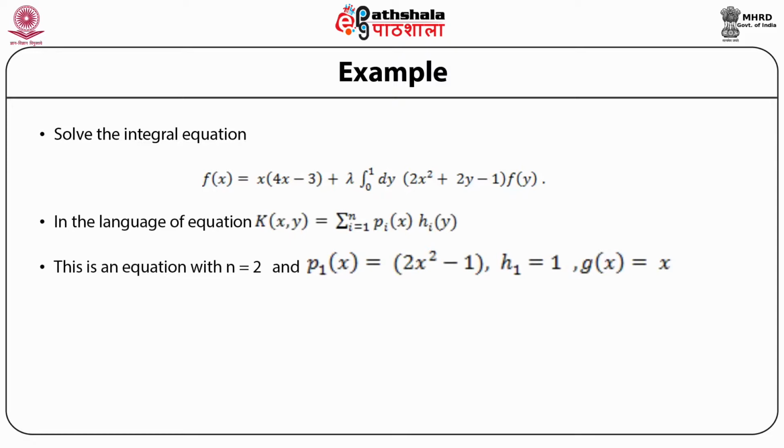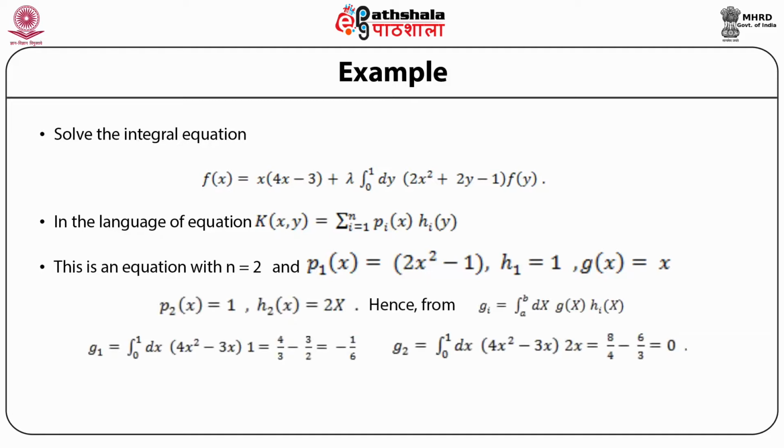In the language of the equation, the kernel K(x,y) can be written as a sum over i equal to 1 to n of p_i(x) h_i(y). So this is an equation with n equal to 2, and p1(x) is equal to 2x square minus 1, h1 is equal to 1, g(x) is equal to x. Thus, p2(x) is equal to 1, h2(x) is equal to 2x.